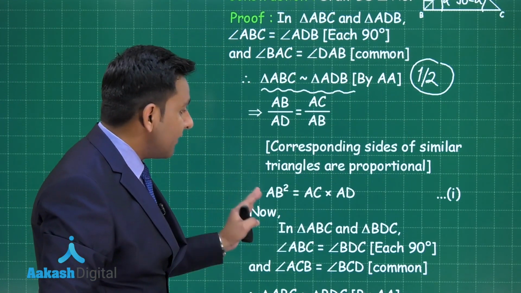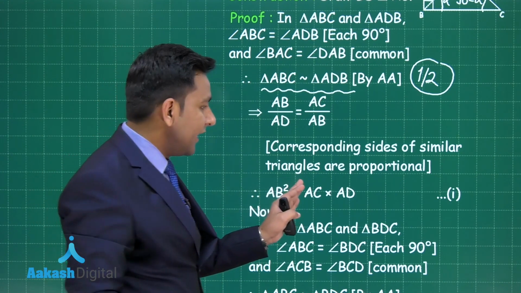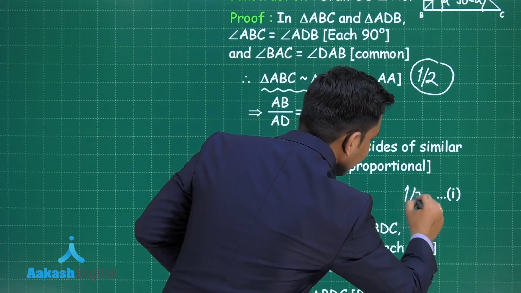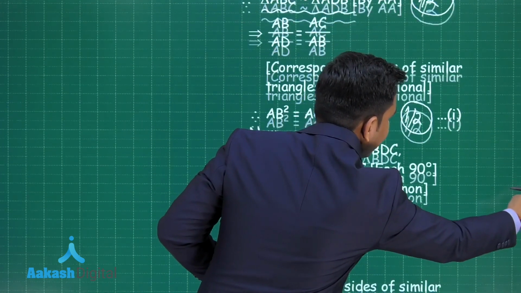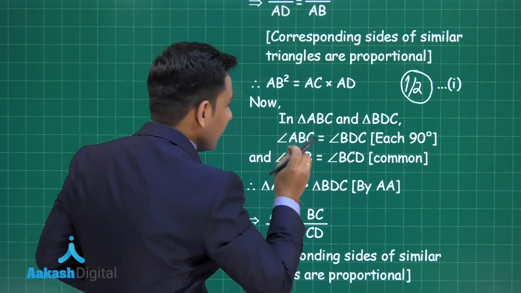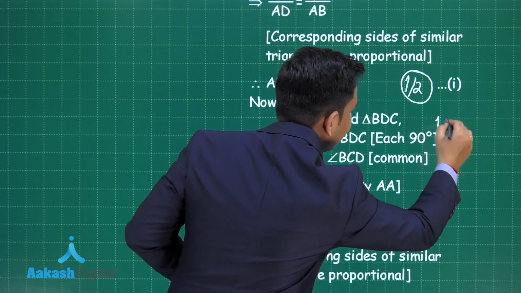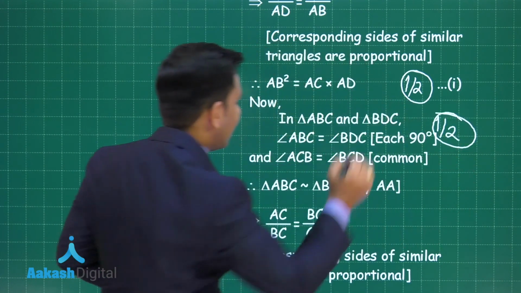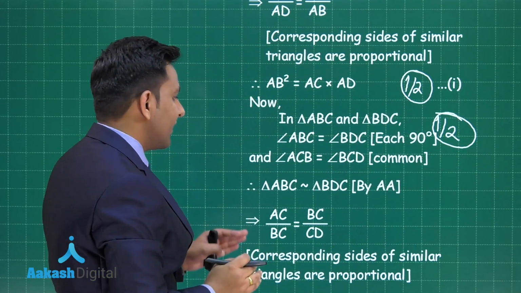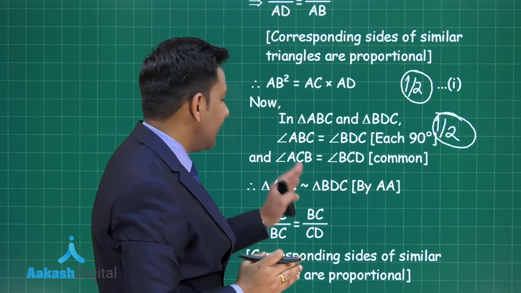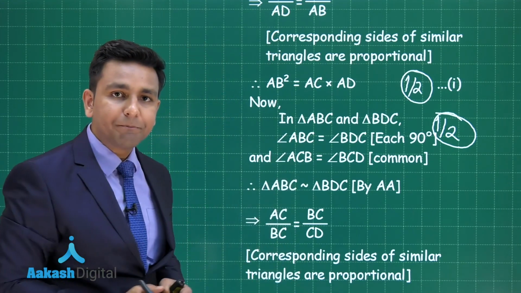When we are proving AB square is equal to AC into AD, so this will give you next half mark. अगला हाफ मार्क आपको इन दो ट्राइंगल्स को चूज करने पे मिलेगा जिनमें हम सिमिलैरिटी प्रूफ करने जा रहे हैं. That means I am talking about triangle ABC and triangle BDC.